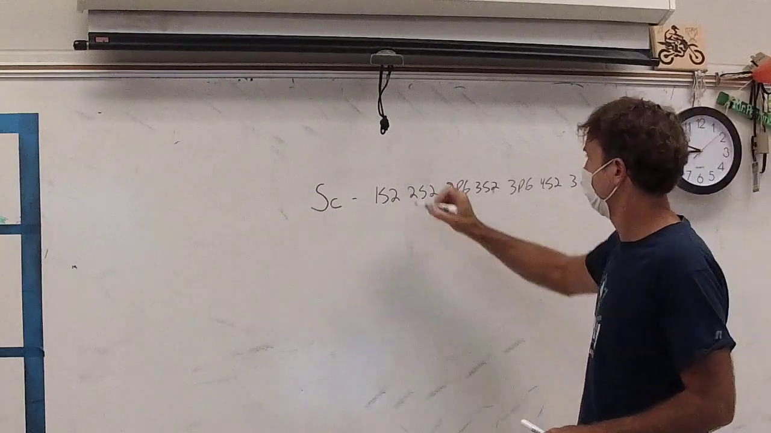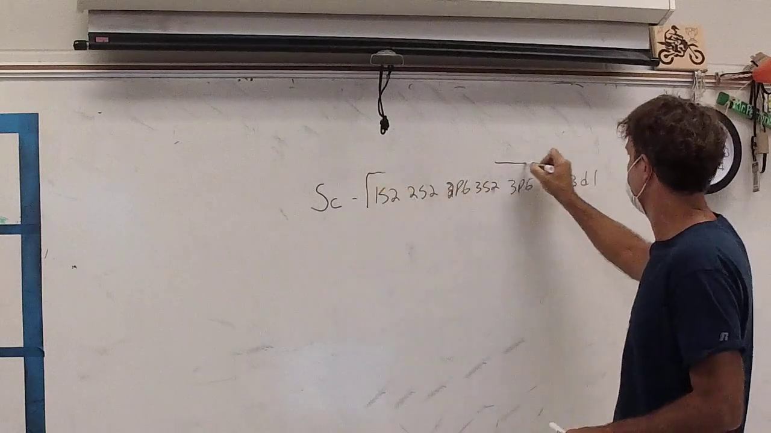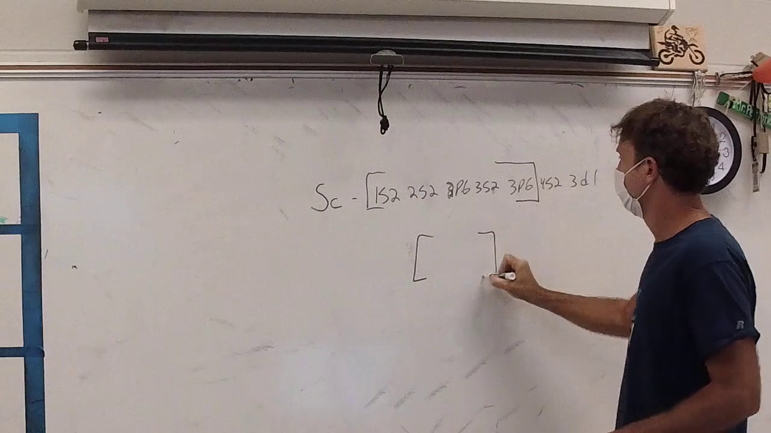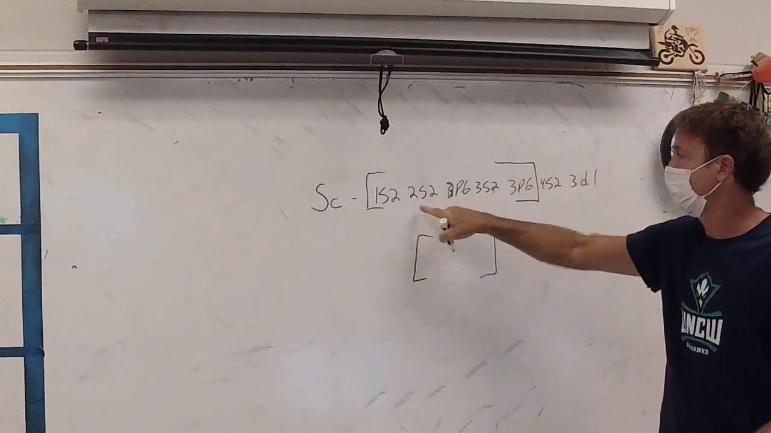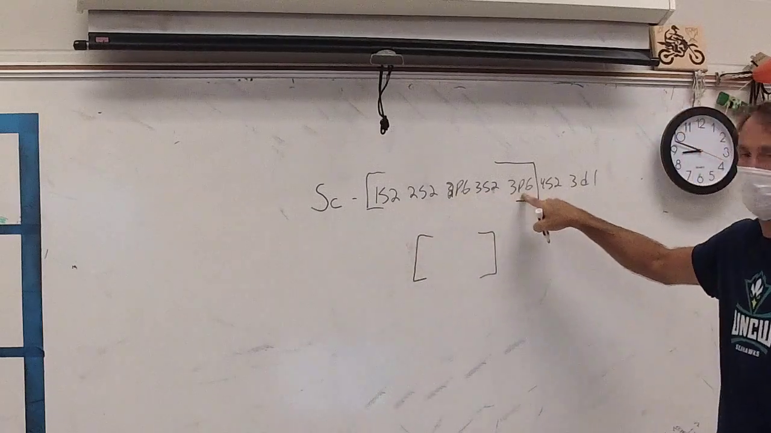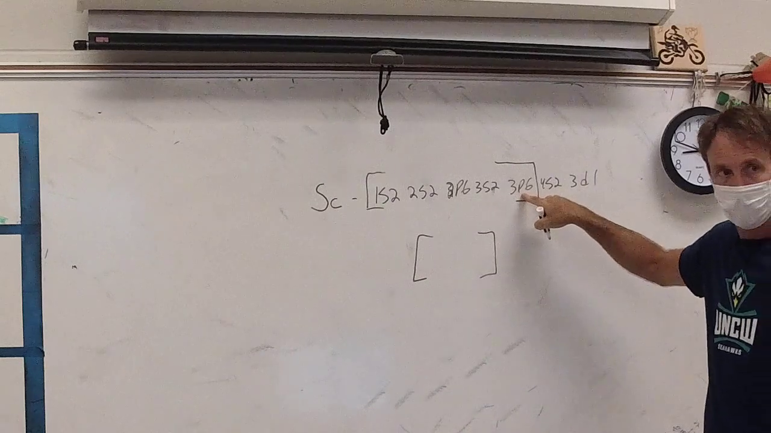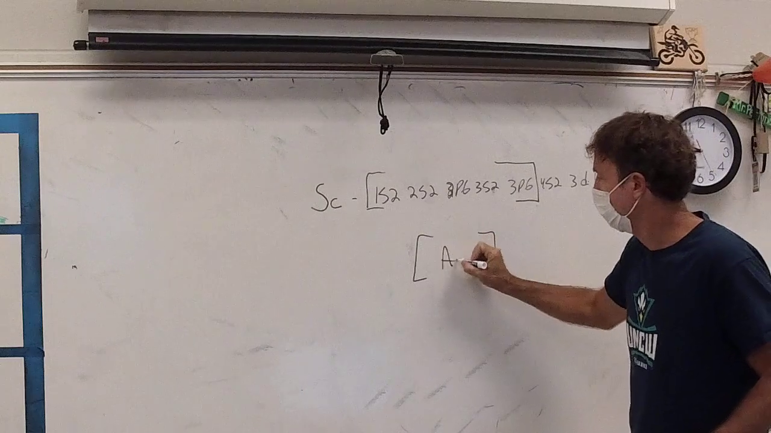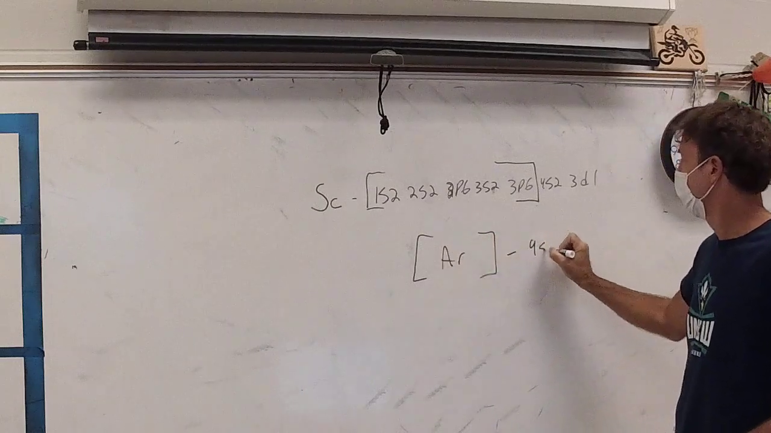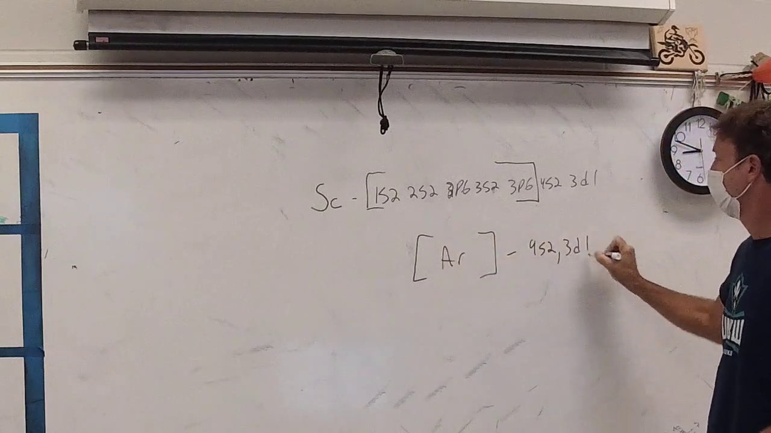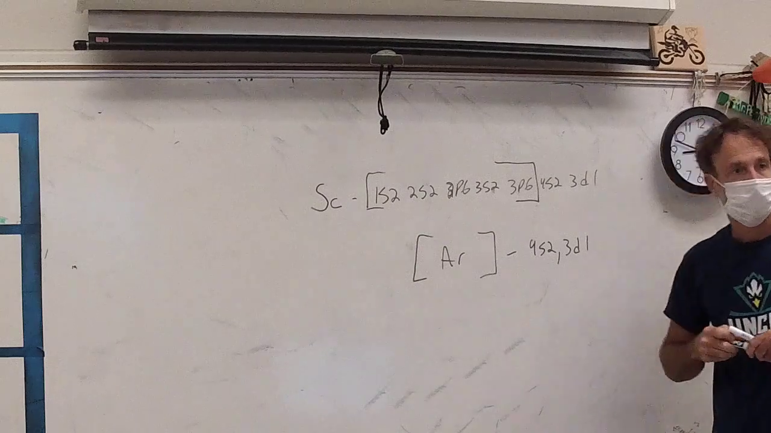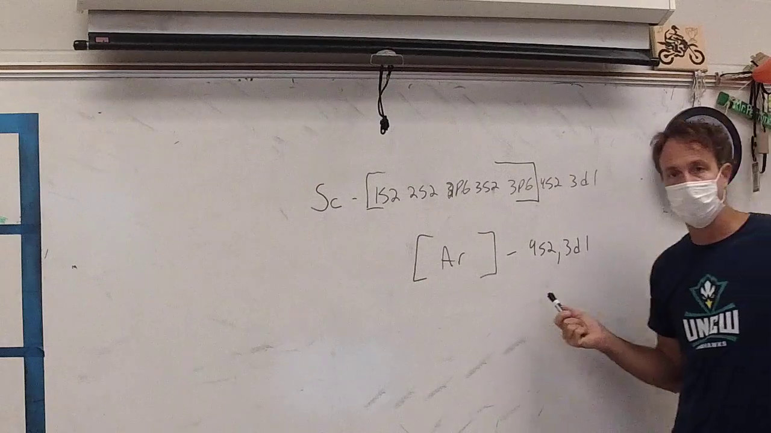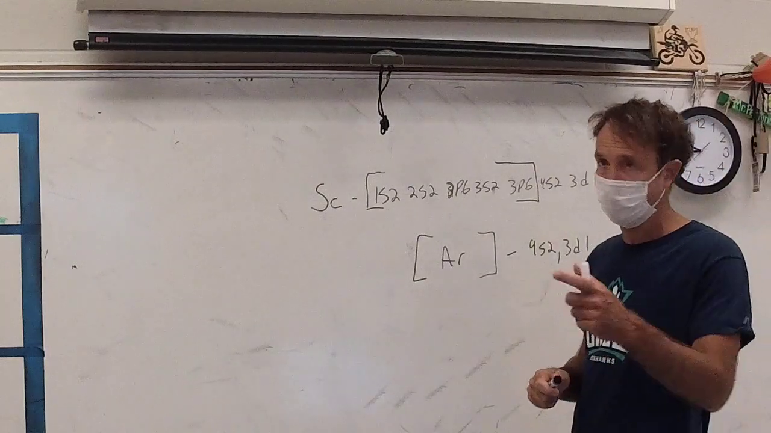What we're going to do is say all of this right here is really just the noble gas. Well, what noble gas is 1s2, 2s2, 2p6, 3s2, 3p6? Who's that? It's argon, isn't it? Right? So we're just going to say argon dash 4s2, 3d1. That is a noble gas shortcut.